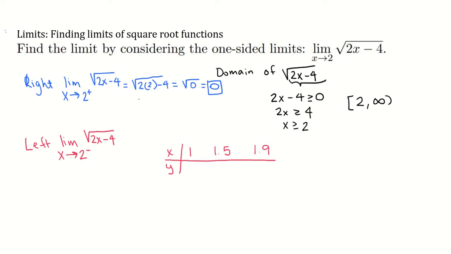If we plug in 1 for x, we get the square root of negative 2. If we plug in 1.5 for x, we get the square root of negative 1. If we plug in 1.9 for x, we get the square root of negative 0.2. And these function values, these outputs, are not defined, because those x values were not part of the domain. That means that this limit, as x approaches 2 from the left, does not exist.